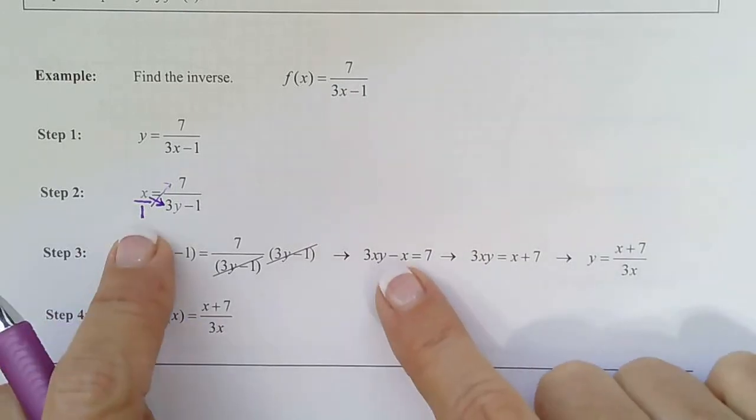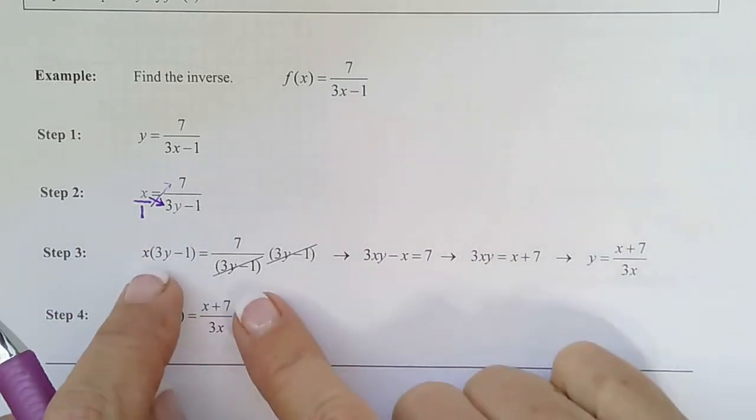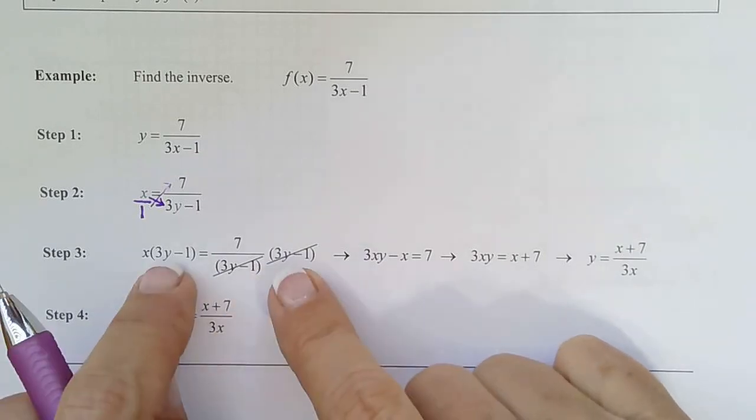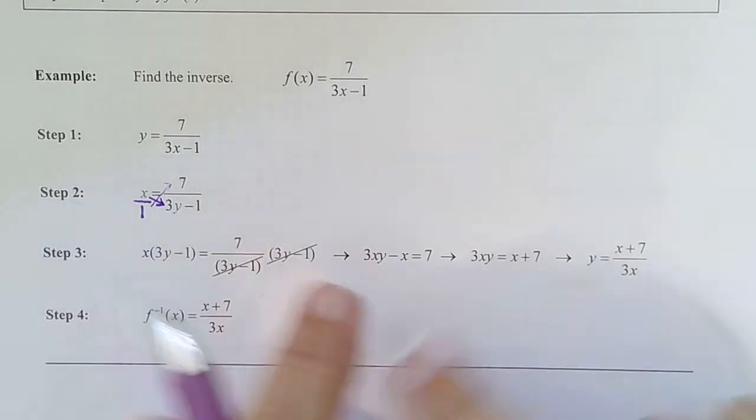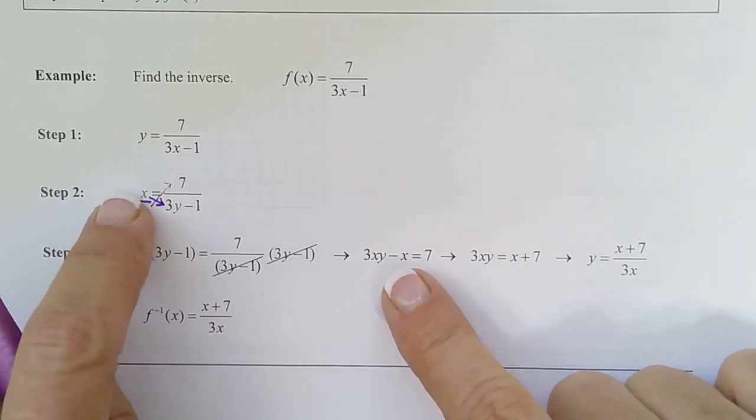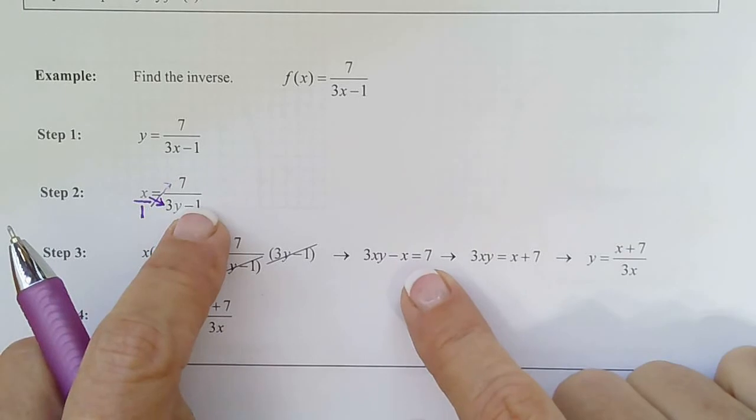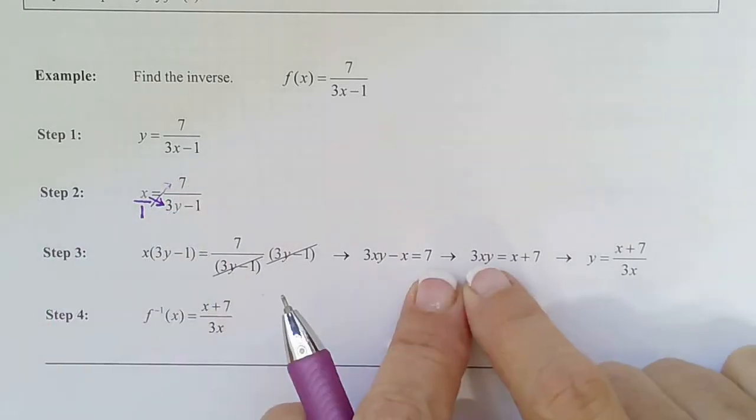Oops, I skipped too many steps. So they multiplied both sides by the LCD here. So they multiplied by 3 minus, but we get the same thing. So x times 3y minus 1 is 3xy minus x. And going this way, we get 7.